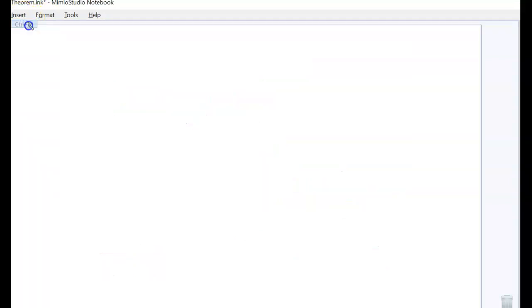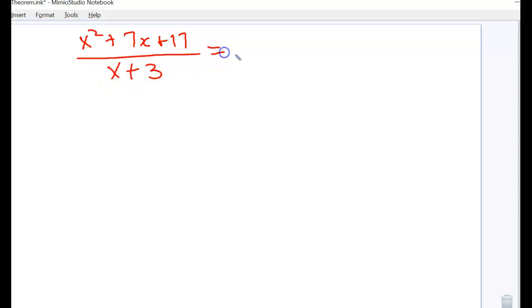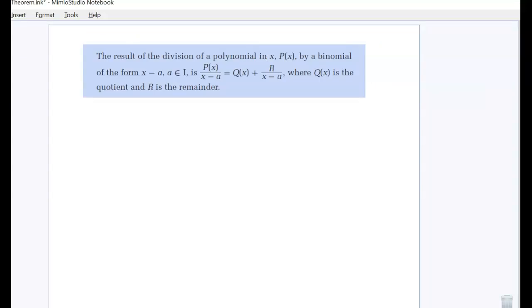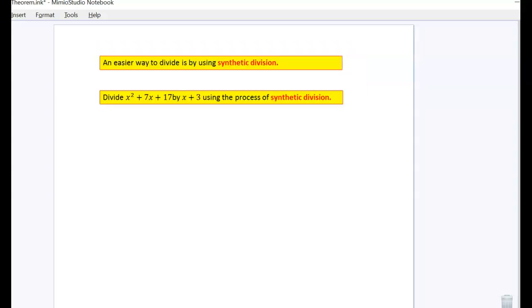Well, to do that, it's going to look like the following. It's going to be x squared plus 7x plus 17 divided by x plus 3 equals my quotient, which was x plus 4 plus 5 over my divisor. So that is how we will write an answer when we divide a polynomial by a binomial.